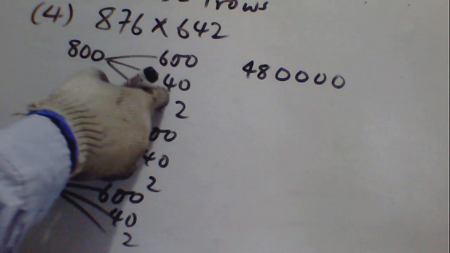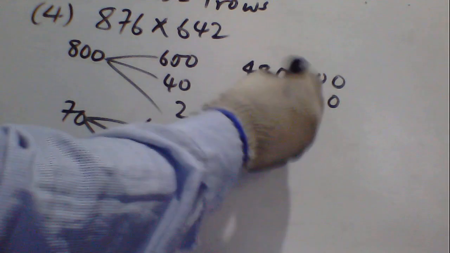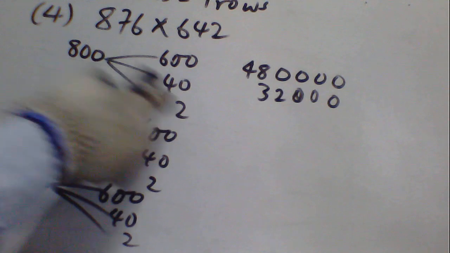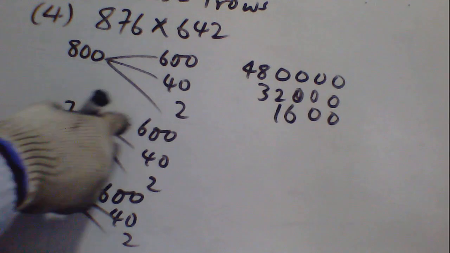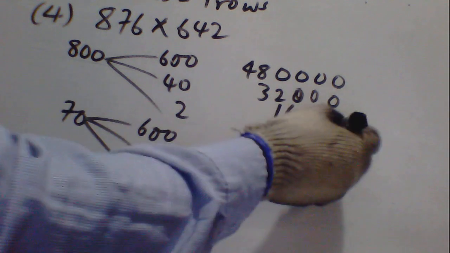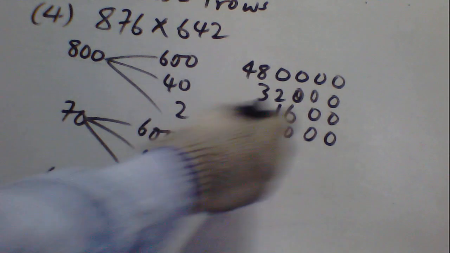800 times 40. How many zeros? 3. 1, 2, 3. 4 times 8 will give us 32. 800 times 2. How many zeros? 2. 8 times 2 is 16. 70 times 600. 3 zeros. 1, 2, 3. 7 times 6 will give us 42.